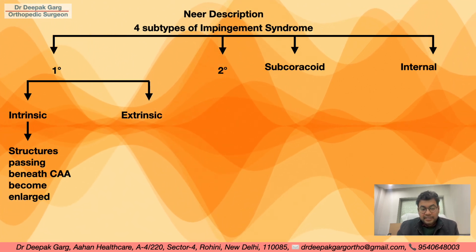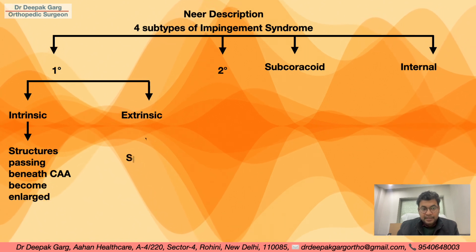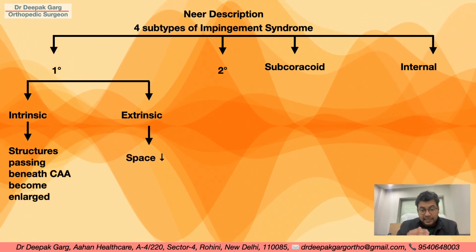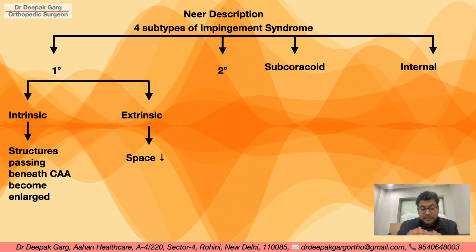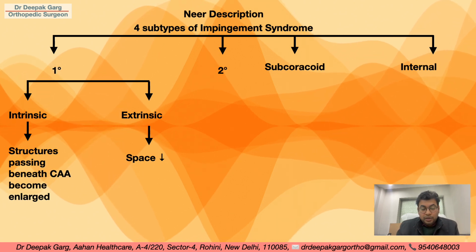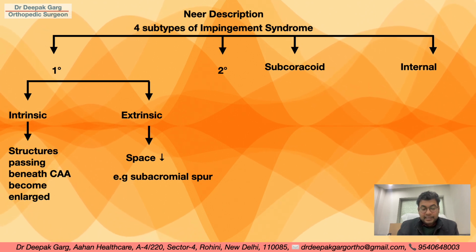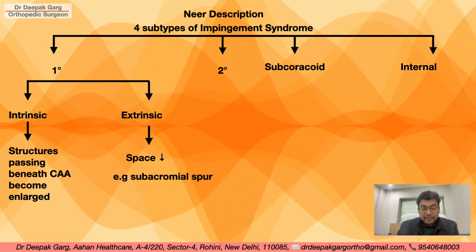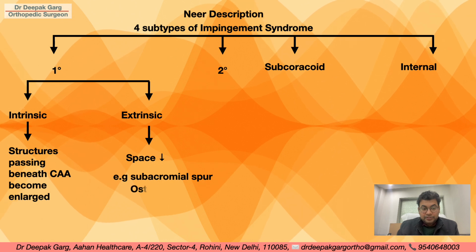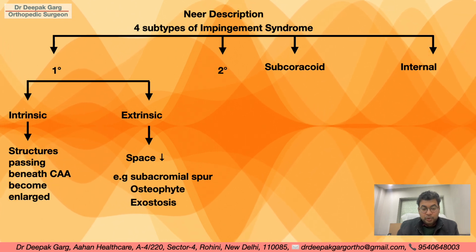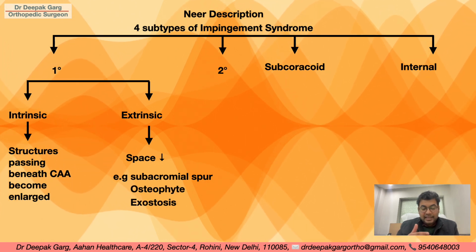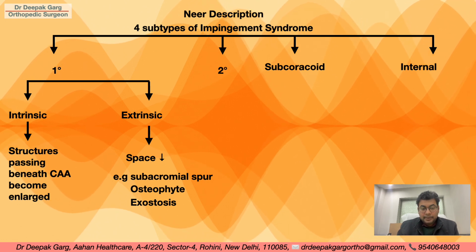If we talk about extrinsic primary impingement, in the extrinsic type the space will decrease. The structures are normal but the space decreases. This will be because of a problem in the anatomy, for example the shape of the acromion, or a subacromial spur. It can be because of some osteophyte, or some exostosis. So these are the extrinsic reasons for primary impingement.